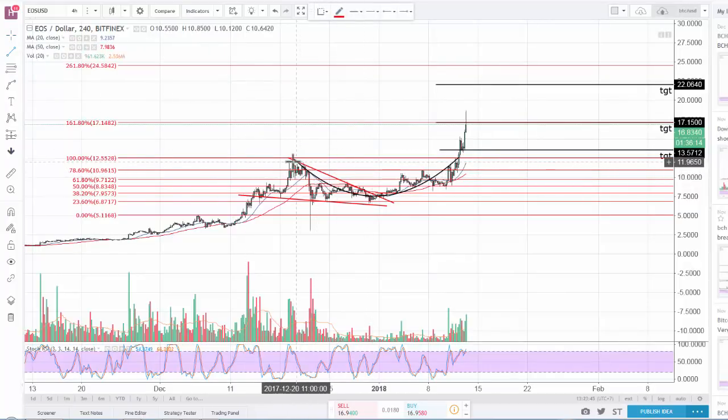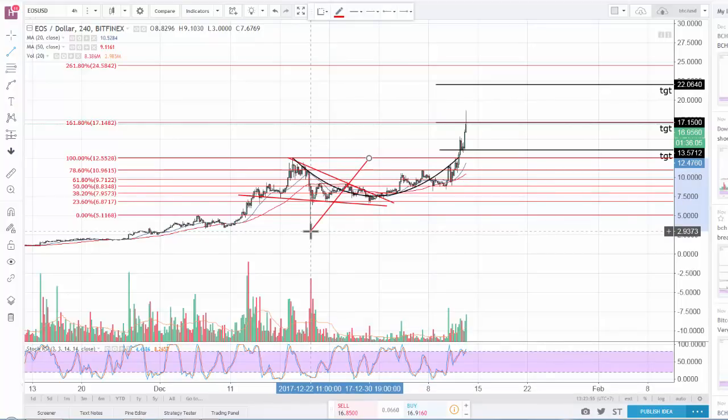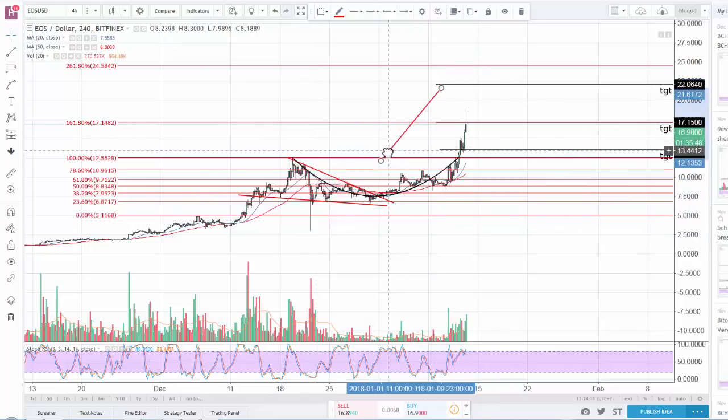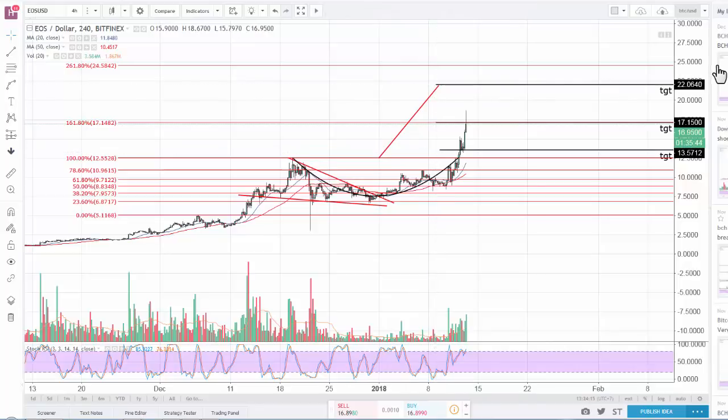So from the top, which is this level here, to the bottom, you would say it's here the bottom, but in reality the bottom is down here. You still have to take the lowest point. So this is the bottom, and this is the top. Once it breaks out, the price has to travel up the same vertical distance from this bottom to this top. So the vertical distance from the breakout, which is at this level, is going to put the target at around $22 for EOS.